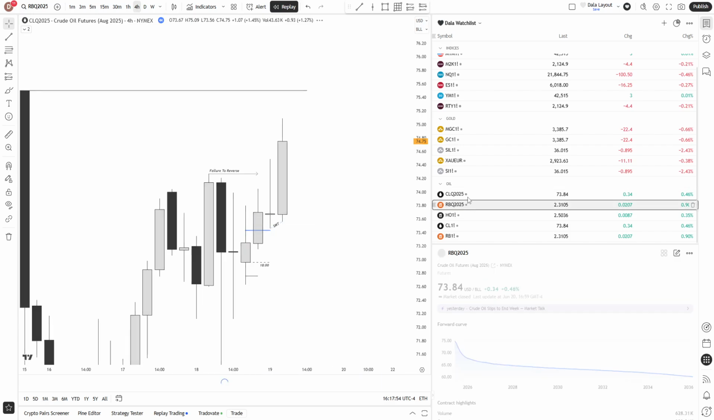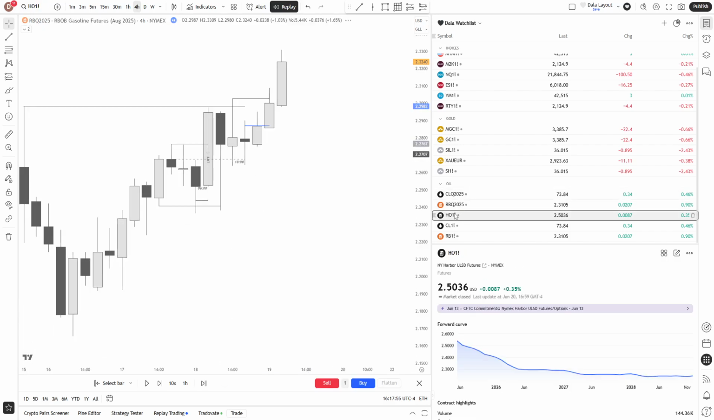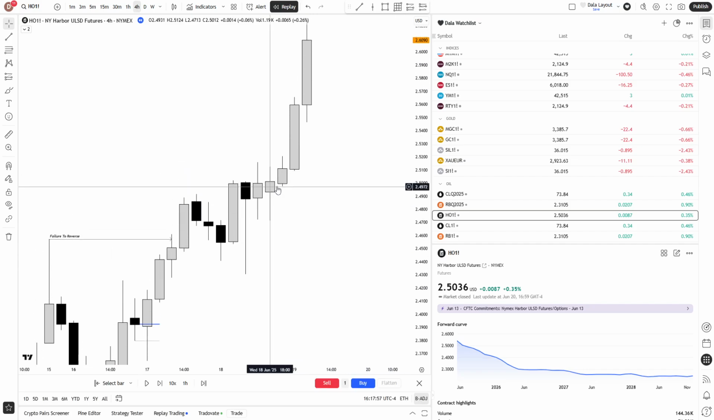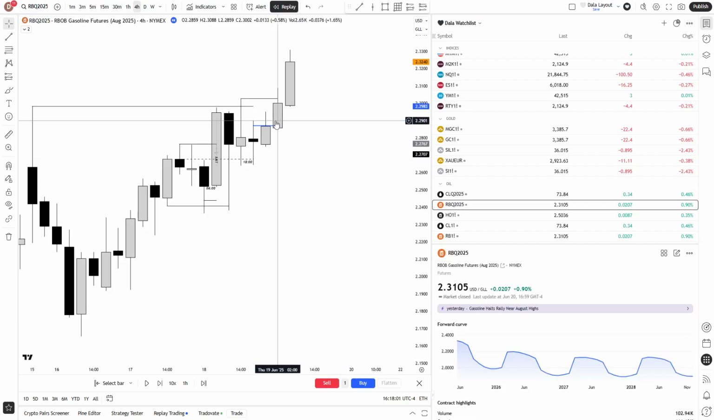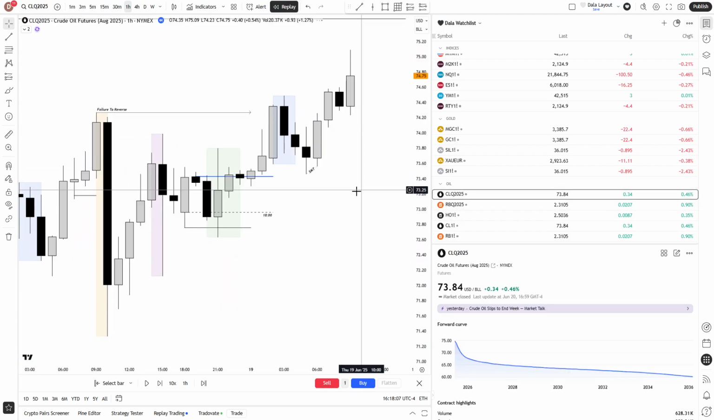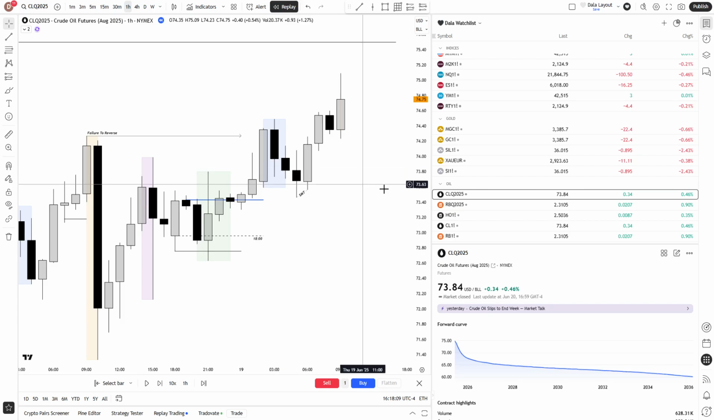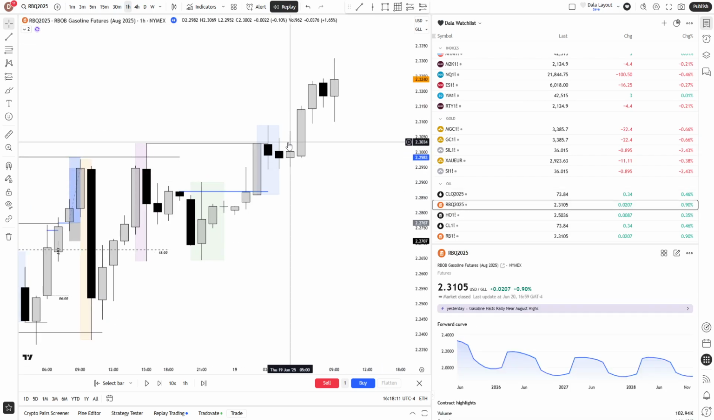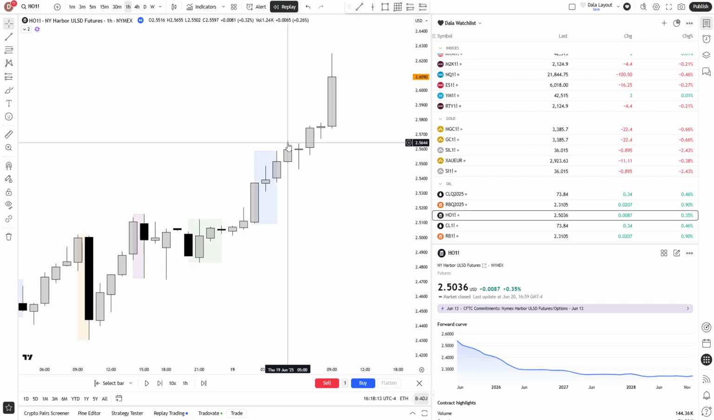So if we go to RB, no, I think it was HO actually. 6 a.m. This is weird because I'm going to show you, we do have an SMT right here. Let me check here. If you look at the 6 a.m. and 5 a.m. low, right here, you see how we have a manipulation right here.